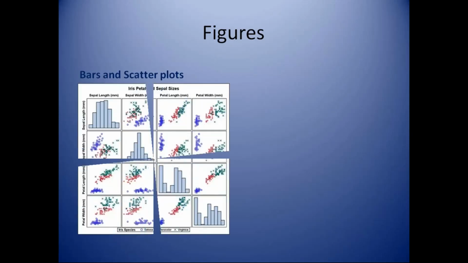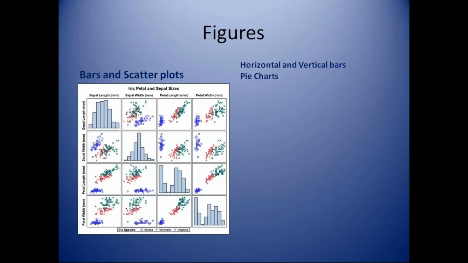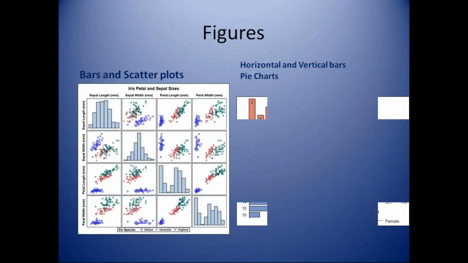Now we just remain with the figures. So what are the figures? Figures are nothing but graphs. We have different types of graphs. For example, let me show you bar graphs and scatter plots. By using SAS knowledge, we will be creating the bars and the scatter plots, and we will also have horizontal bars, vertical bars and pie charts in the figures.